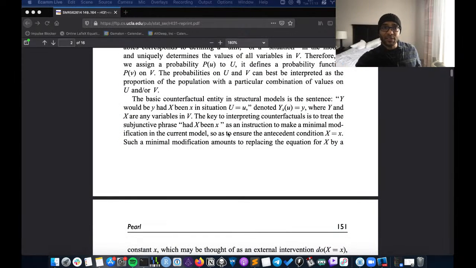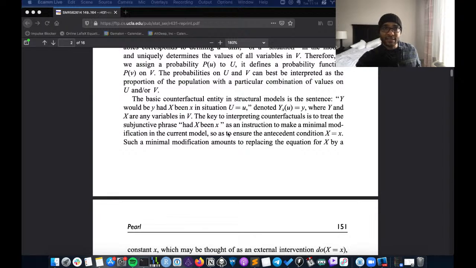The basic counterfactual entity in structural models is the sentence, Y would have been taking the value y had X been the value x in a situation U = u. Denoted Y_x(u) = y.